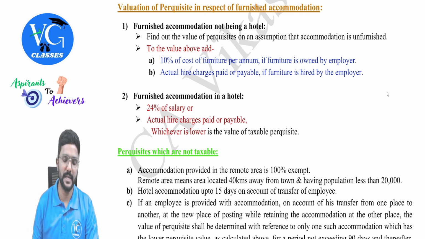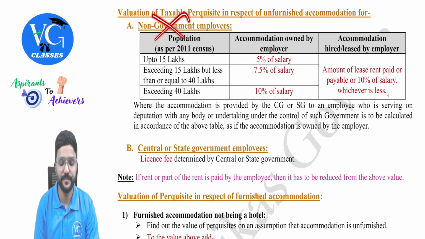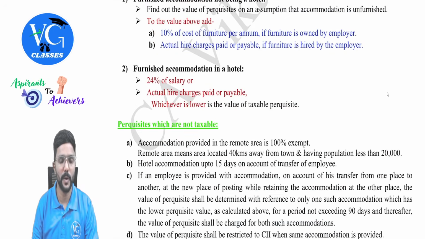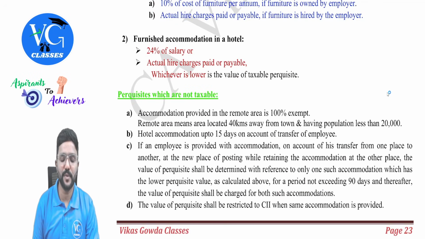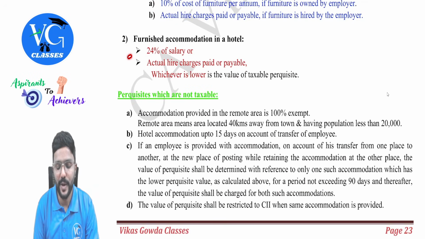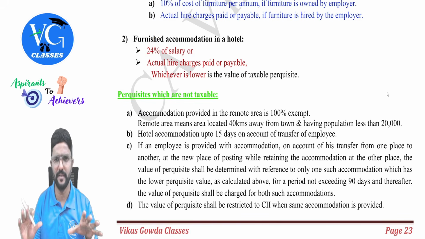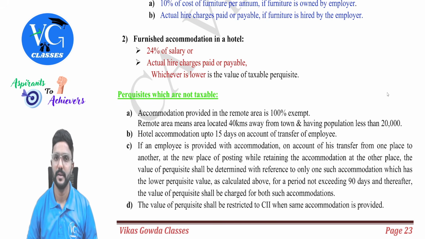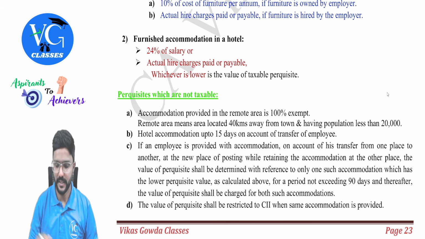Clear? Then, sir, what if accommodation is provided in hotel? Then straight away do this calculation. Don't consider any of this. This is only when accommodation is not provided in hotel. So if accommodation is provided in hotel, we need to take 24% of salary straight away, furnished value. Or actual room rent paid or actual hire charges paid, whichever is lower, straight away. Is that clear?